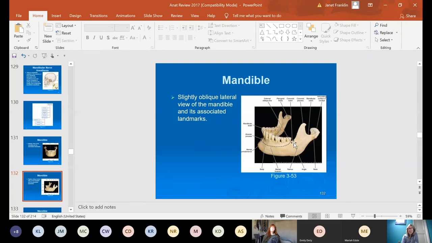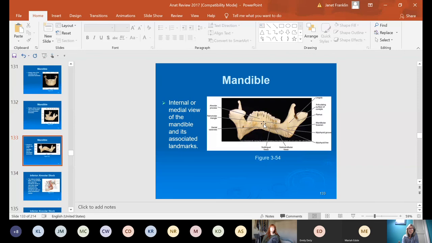All right. This is considered the lateral surface. It's the surface farther away from the midline. The midline would be right here in the middle of the body. This side is further away from the midline, so it's called the lateral surface. This is the medial surface. It's closer to the midline of the body. Here's the body, here's the midline. This is the medial surface. So right here is your mylohyoid line or internal oblique ridge, same thing. Then you've got your mandibular foramen right here.